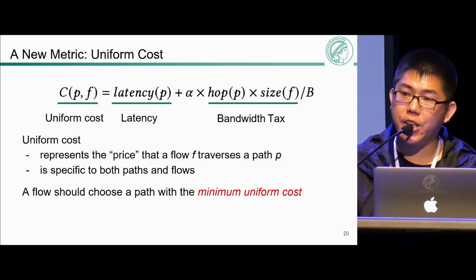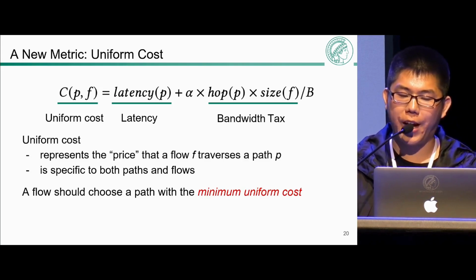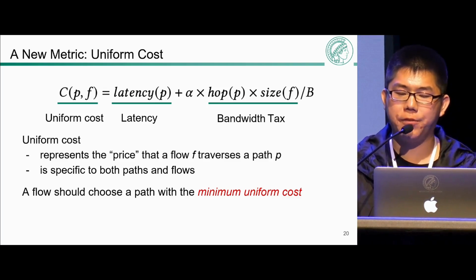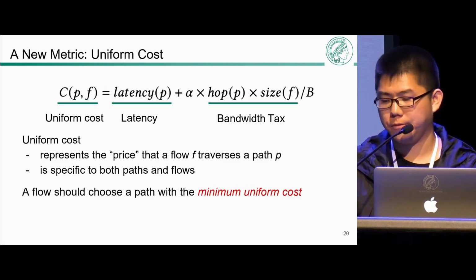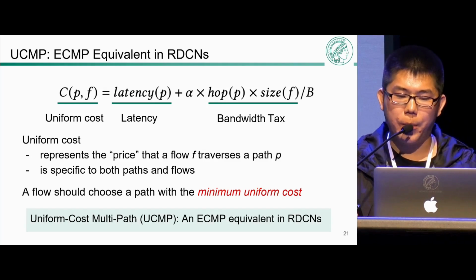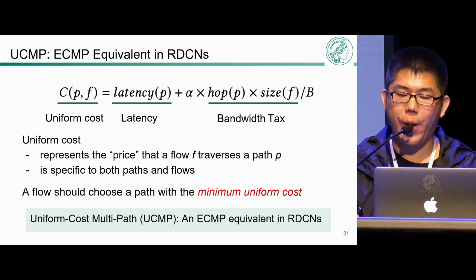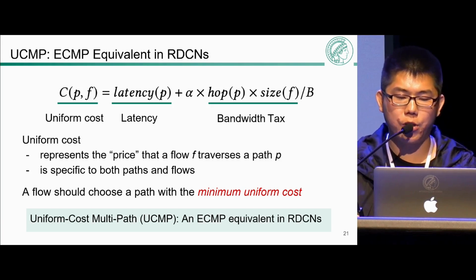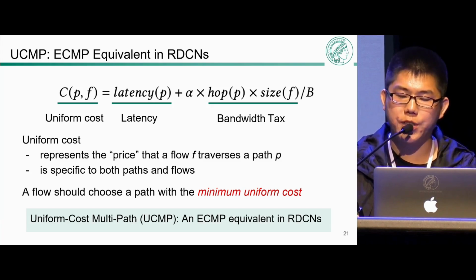How do we understand uniform cost? Uniform cost represents the price that a flow F pays to traverse a path P, and is specific to both paths and flows. A flow should choose a path with the minimum uniform cost. Based on this new metric, we propose a new routing scheme called Uniform Cost Multipath Routing, or UCMP. We regard UCMP as an ECMP equivalent in RDCNs.